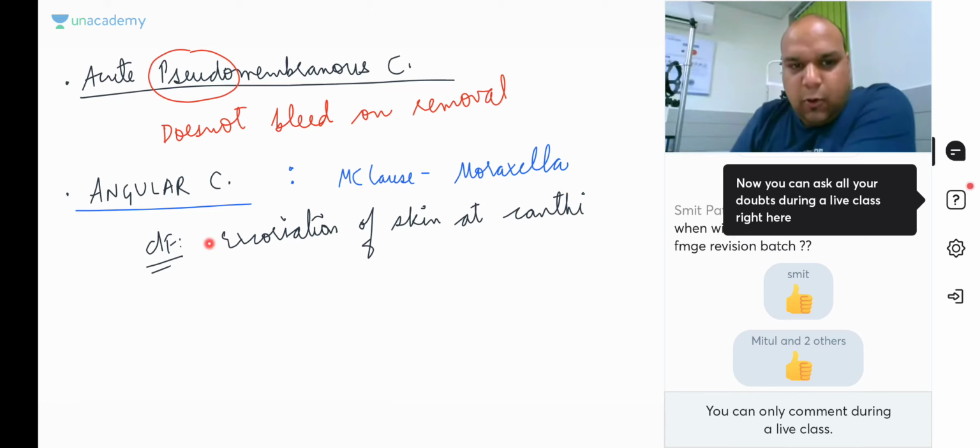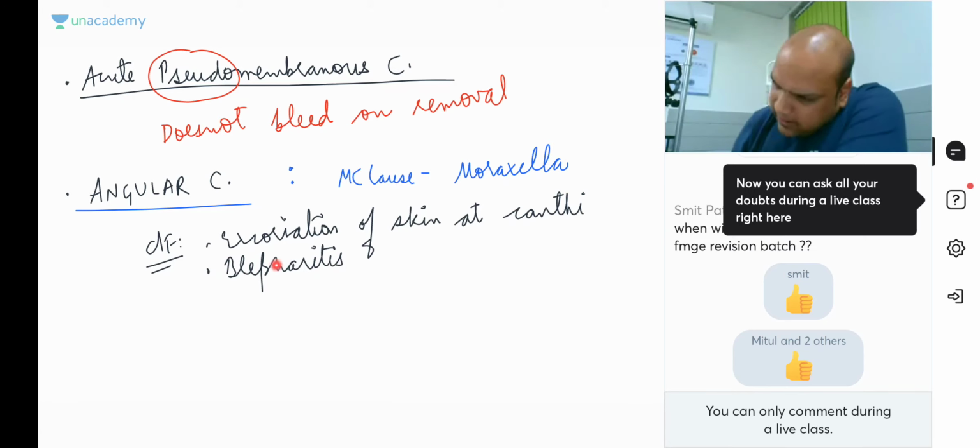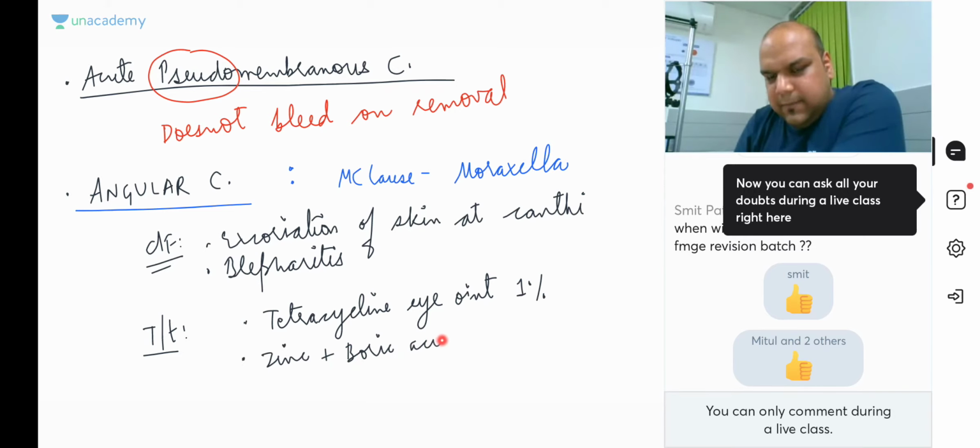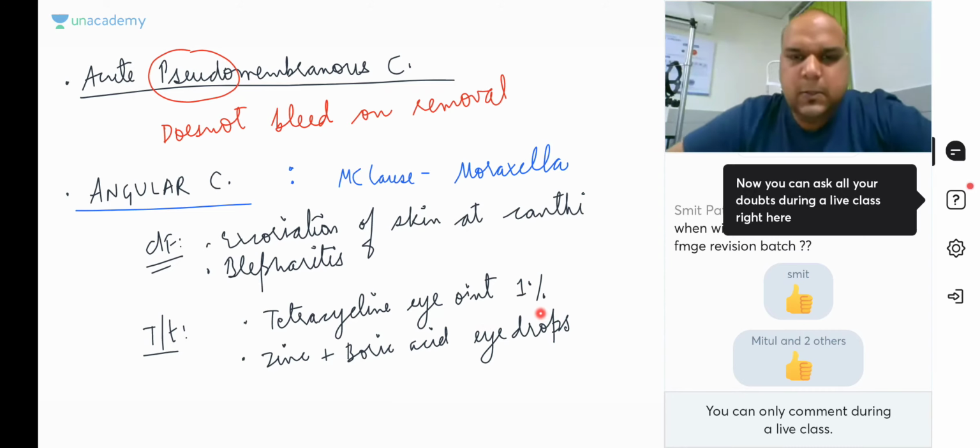Then there can also be associated blepharitis. Because it is a specific bacteria, Moraxella, the treatment is specific. The treatment is tetracycline eye ointment, 1%, and along with that, zinc plus boric acid eye drops. So these are the two treatment options that we have: tetracycline eye ointment and zinc plus boric acid eye drops. Both of these need to be instituted in a case of angular conjunctivitis. Please do remember these simple points.